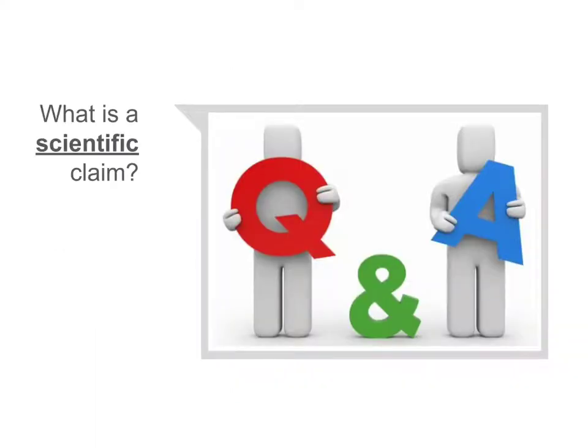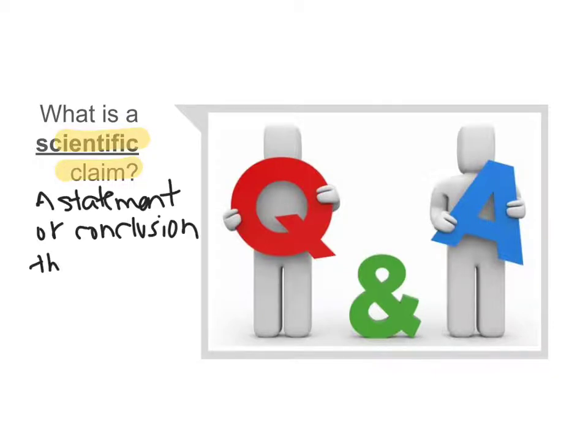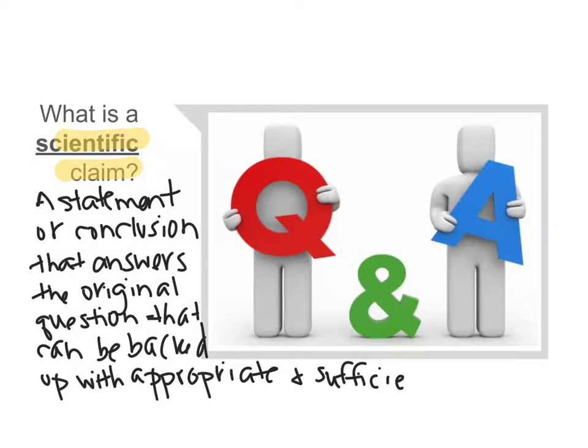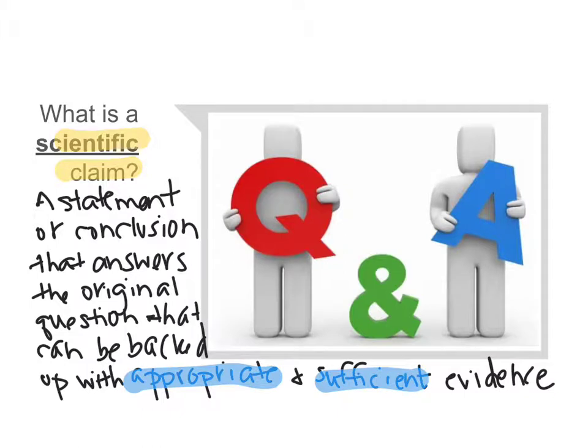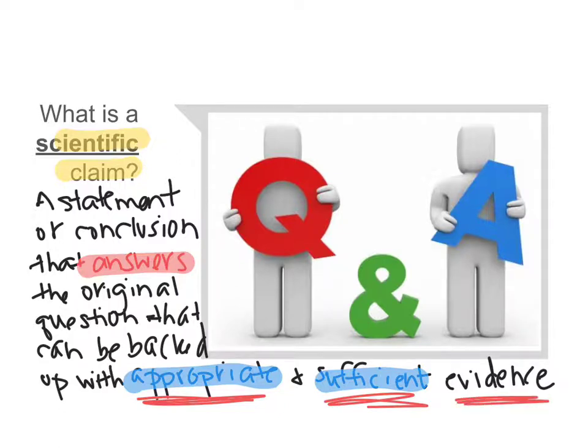Now, inferences are going to be something that can help us to develop a scientific claim. So what is a scientific claim? Well, a scientific claim is a statement or conclusion that answers the original question that can be backed up with appropriate and sufficient evidence. So we have a couple parts to this, right? A claim should answer the original question, and it also should be something that you can support using your evidence. So based on the observations that you saw in your experiment, what is a conclusion that you can draw?